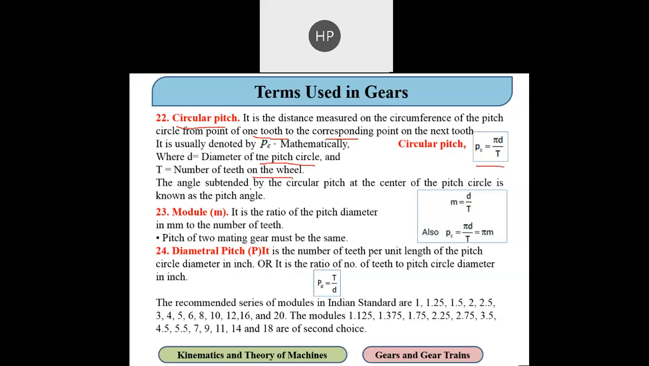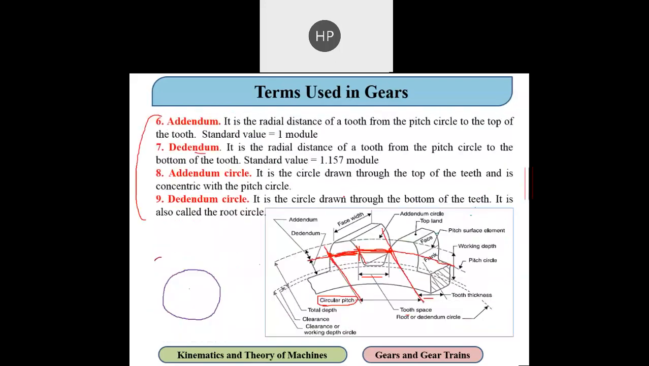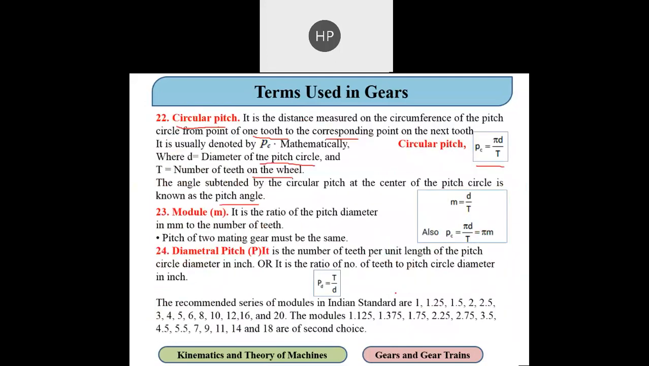Then the angle subtended by the circular pitch at the center of the pitch circle is known as the pitch angle. Okay. Now, let us try to understand what a pitch angle is. Here we have the definition of a pitch angle.